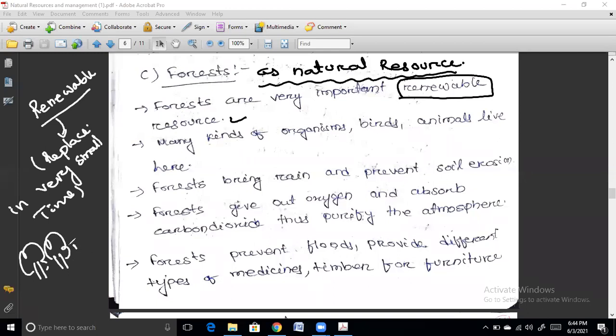plants in a forest, and suppose due to any kind of activity that forest gets destroyed, suppose forest fire occurs, and due to that forest fire, if the forest gets destroyed, then the soil of that area also gets destroyed. The rest of that burning part will just make it sterile, that soil will not be able to become fertile.